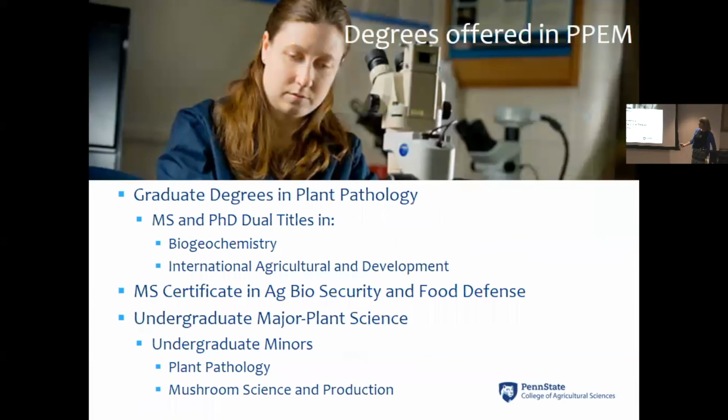Oh, last thing is just to advertise the degrees we have. I think 2 things that are unique about our program is we have dual titles with plant pathology. So our students walk out the door with a PhD in plant pathology and maybe a PhD in biogeochemistry, or plant pathology and international ag and development. We also have an online certificate in ag, biosecurity, and food defense. And we have a couple of minors. We don't have a major in plant pathology for the undergraduates, but we have minors, which feed our programs, feed your programs, in fact, and feed other people's programs. And so more the merrier.